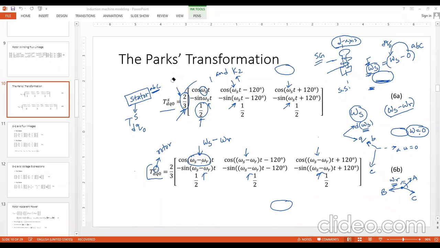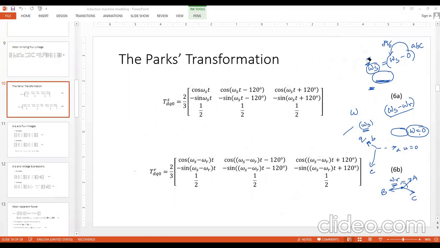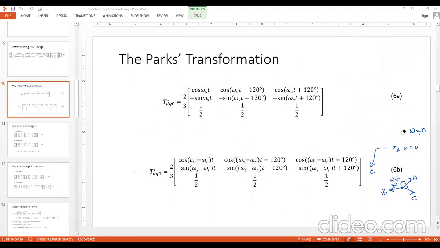So in both cases, we are taking the relative speed, and that relative speed appears in the corresponding DQ0 transformation matrix. Nothing else. That's why these two would be a little different. The TDQ0S and the TDQ0R won't be exactly the same, but they would be similar, the only difference lying in the relative speed.